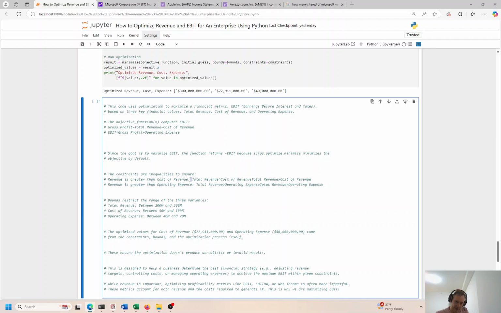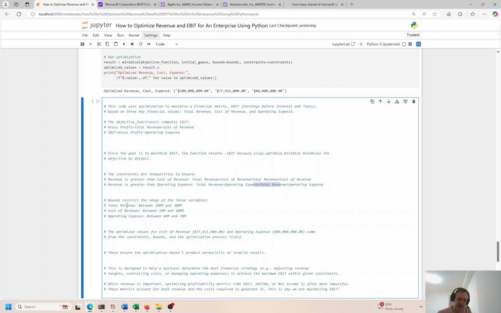So the cost of doing business, or COGS, sometimes it's called cost of goods sold. In retail, it would be more like cost of goods sold. This is cost of revenue, because Microsoft produces software. It's not really COGS per se, but it's kind of the same thing. And then operating expenses, this is total revenue has to be greater than operating expense total, and that has to be greater than operating expense.